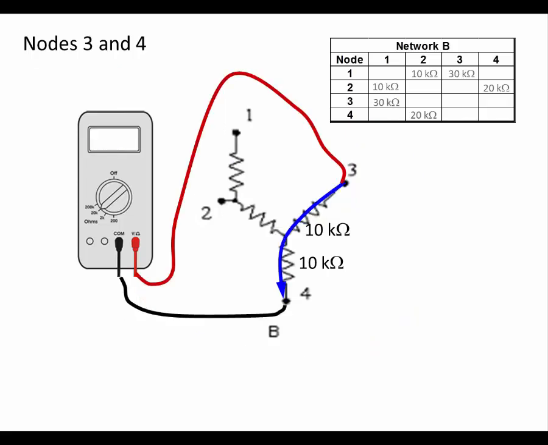Continuing on between nodes 3 and 4, we would see two 10 kiloohm resistors in series, and we would expect to measure 20 kiloohms between nodes 3 and 4. Let's add those values to the table.